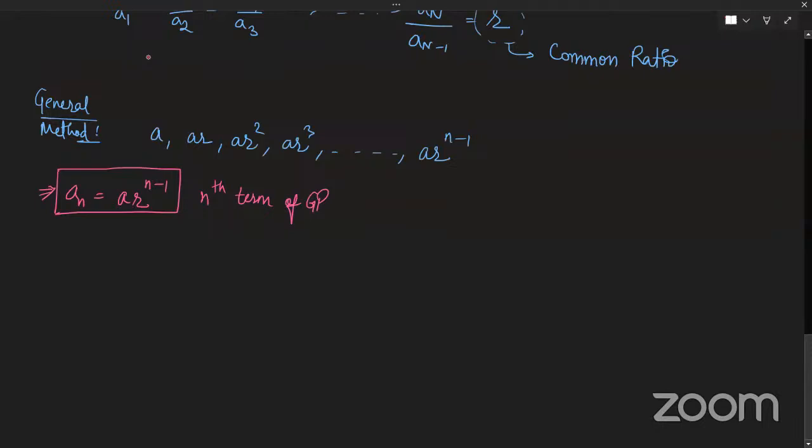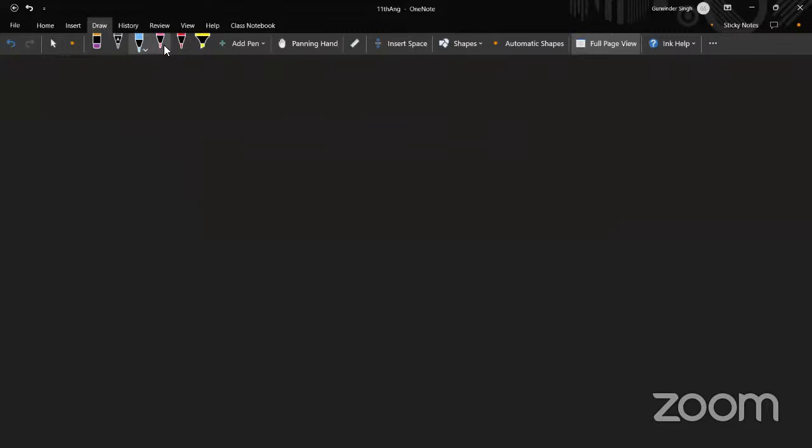I can substitute any value of n and get my first term, second term, third term, any term that I wish to. Now we come to the sum of a GP. It is basically A plus AR plus AR square plus so on till AR raised to N minus 1, right? So do you know how we calculated the sum?